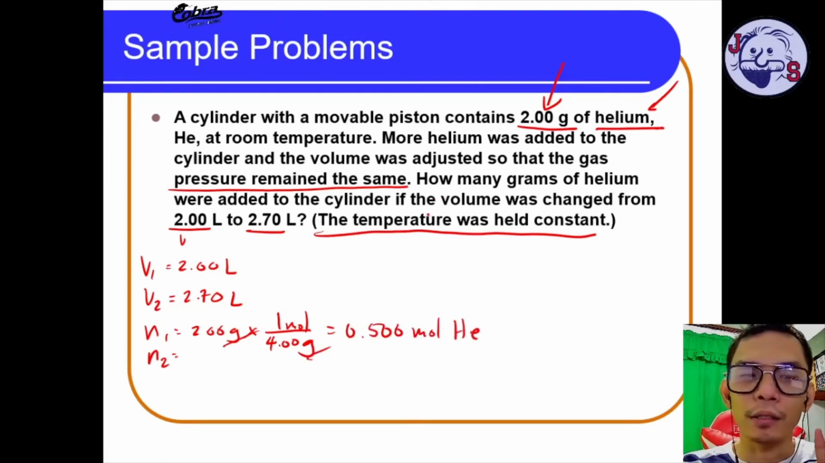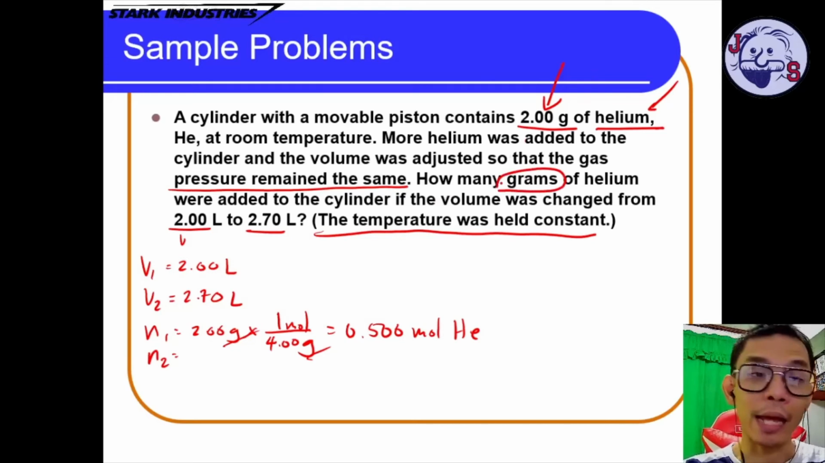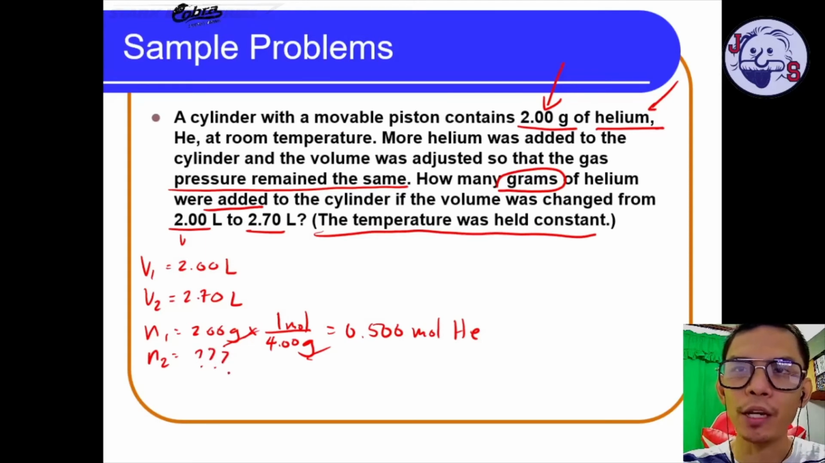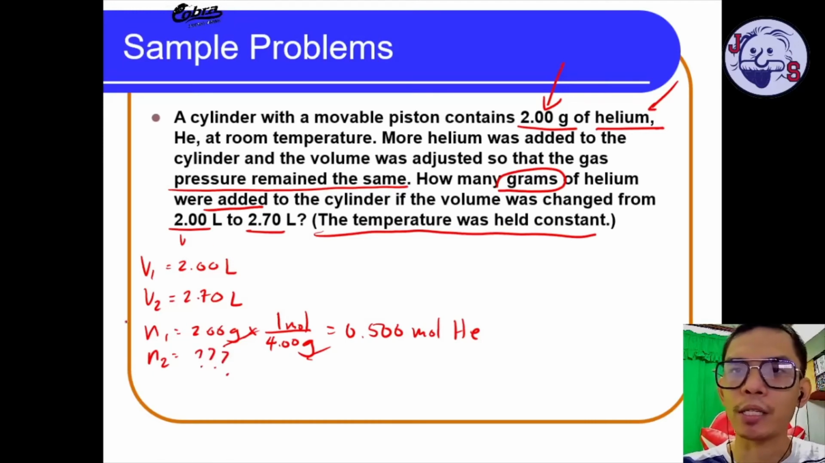And the thing here is, if you read the problem thoroughly, the problem is asking how many grams, not how many moles. How many grams were added? So that's the question here. So let's try and find it out.